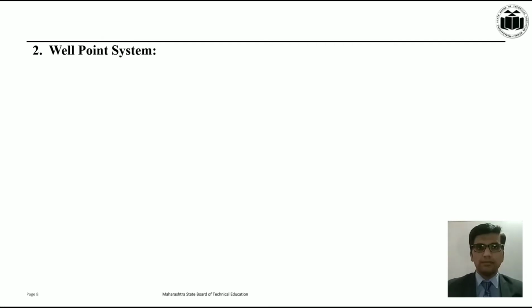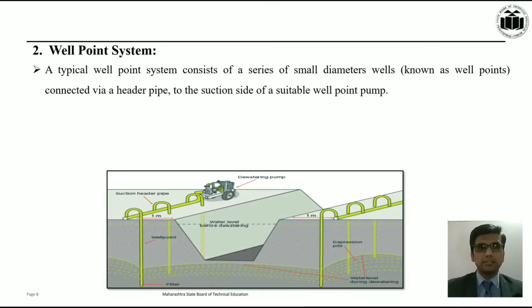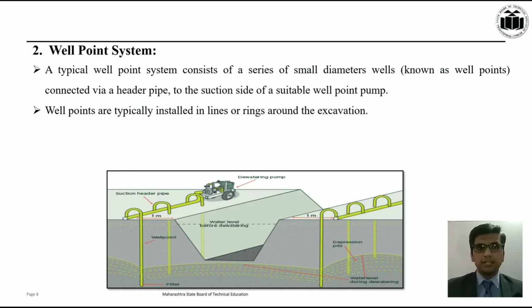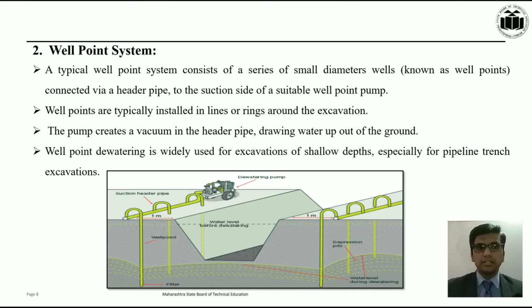The second method of dewatering is the well point system. A typical well point system consists of a series of small diameter wells, known as well points, connected via a header pipe to the suction side of a suitable well point pump. Well points are typically installed in a line or rings around the excavation. The pump creates a vacuum in the header pipe, drawing water up out of the ground. Well point dewatering is widely used for excavation of shallow depth, especially for pipeline trench excavation.